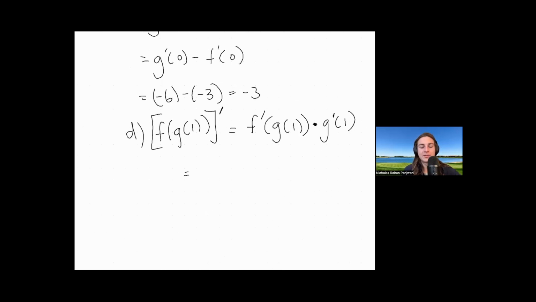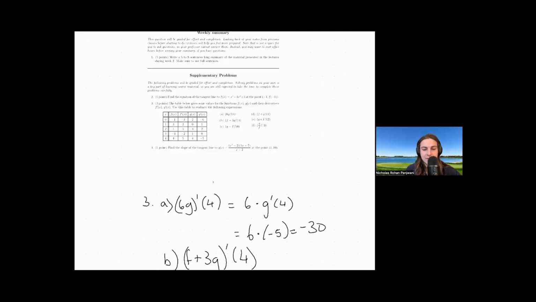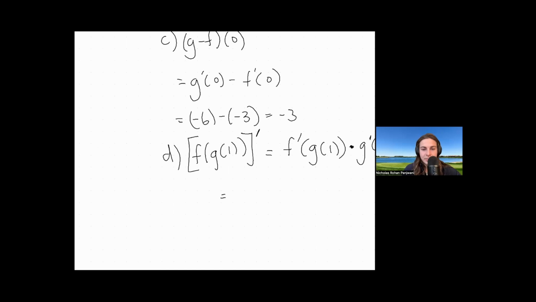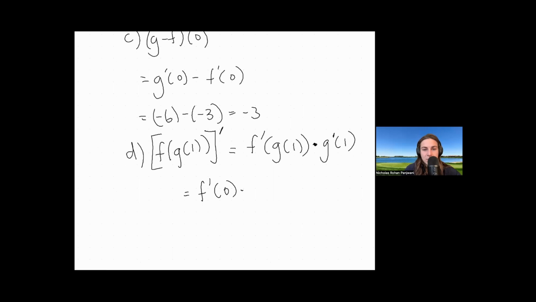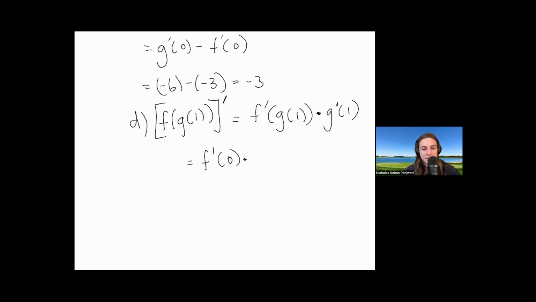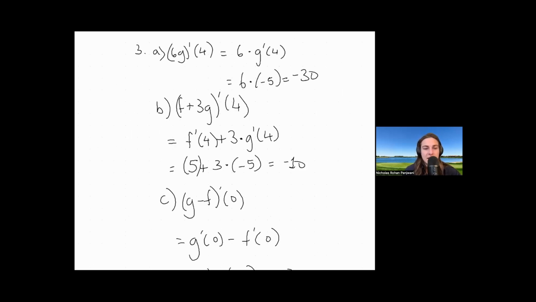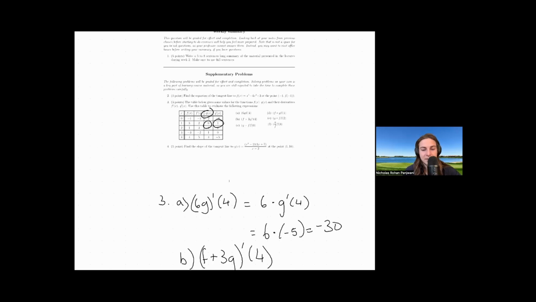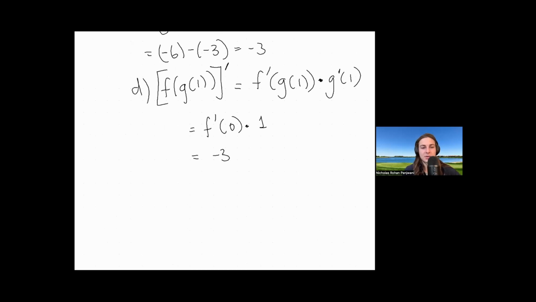So f prime of g of 1. First things first, let's look at g of 1. g of 1 is 0. So this is equal to f prime of 0 times g prime of 1. g prime of 1 is 1. So f prime of 0 times 1 is just going to be f prime of 0, since times 1 is just itself. f prime of 0 is -3. So -3 times 1, just -3. All right, onwards.